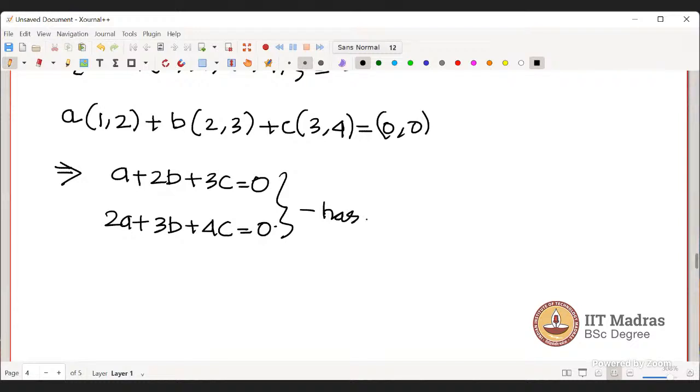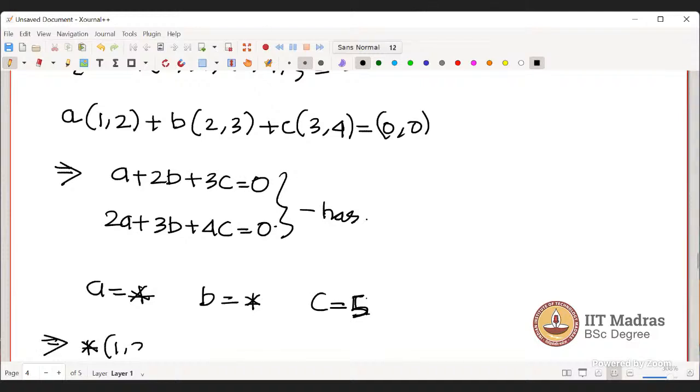Independent variables means one of the variables can take any value, right? Any value. So suppose you have some value of A, some value of B, and suppose C is the independent variable. So suppose C is non-zero, say 5.